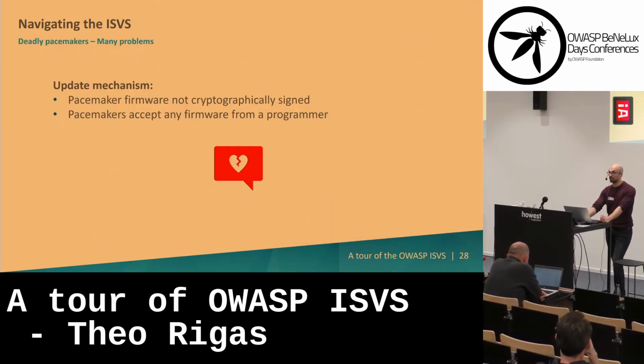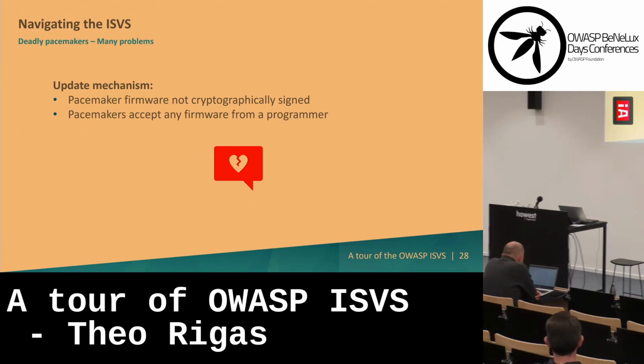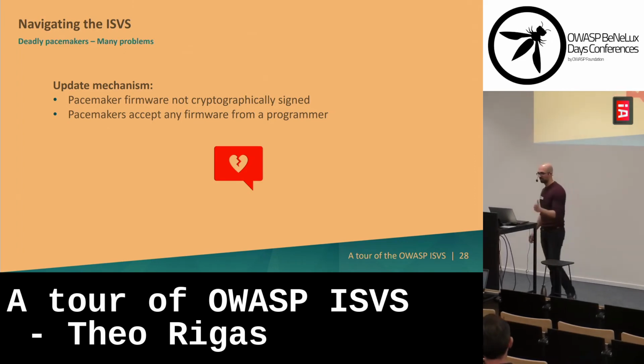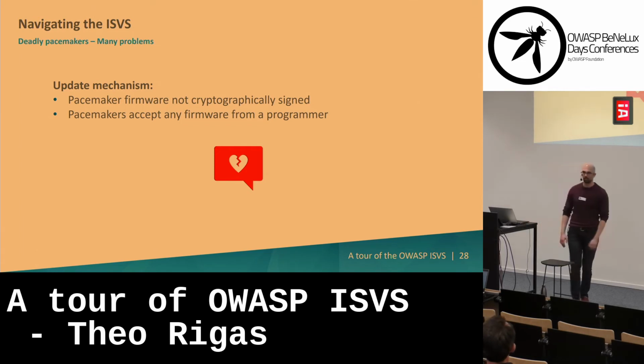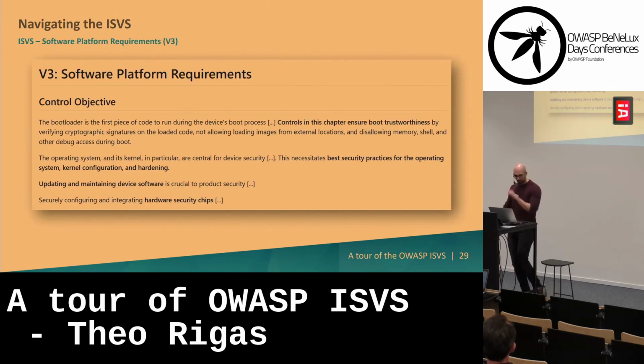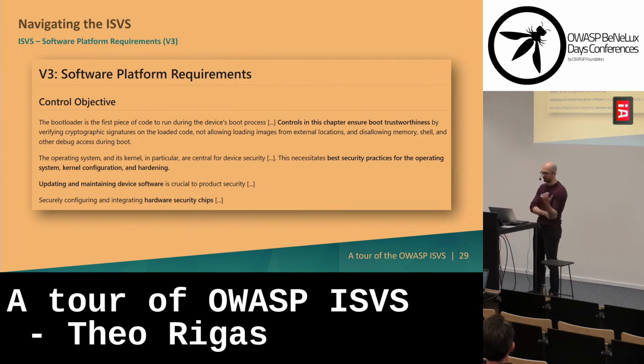And one of the last things that was broken in my pacemaker ecosystem example is the update mechanism. So the firmware was not cryptographically signed, and basically the pacemakers accepted any firmware from the programmers. So again, if you upload a malicious firmware to a pacemaker, then it's not good news for the patient, probably. So how do we cover that in the ISVS?